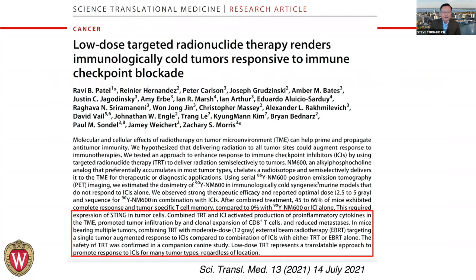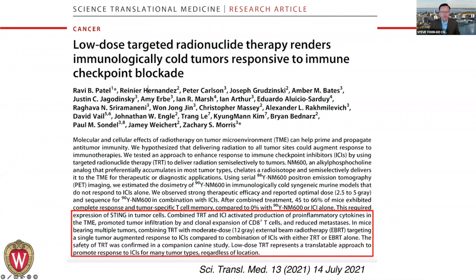I just want to highlight a great study done at UW by Jamie Whitekurt, Zach Morris, and Rainier Hernandez, who are all faculty members within radiology, med physics, and radiation oncology. As highlighted here, the combination of TRT, or targeted radionuclide therapy, with immune checkpoint inhibitor therapy, or immunotherapy, activated the production of inflammatory cytokines in the tumor microenvironment and promoted tumor infiltration by T cells and reduced metastases.